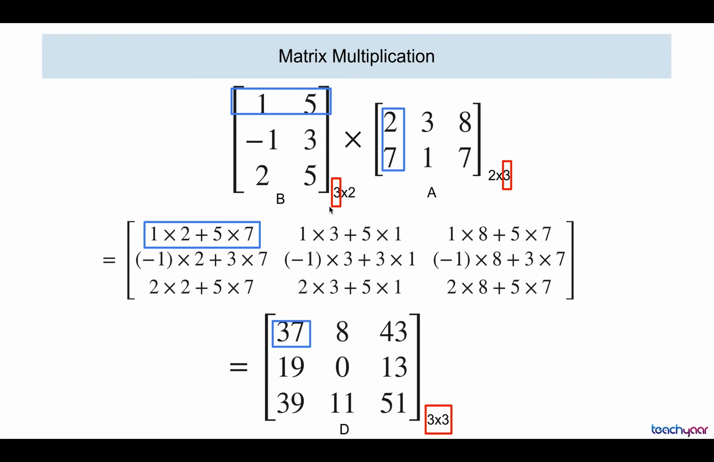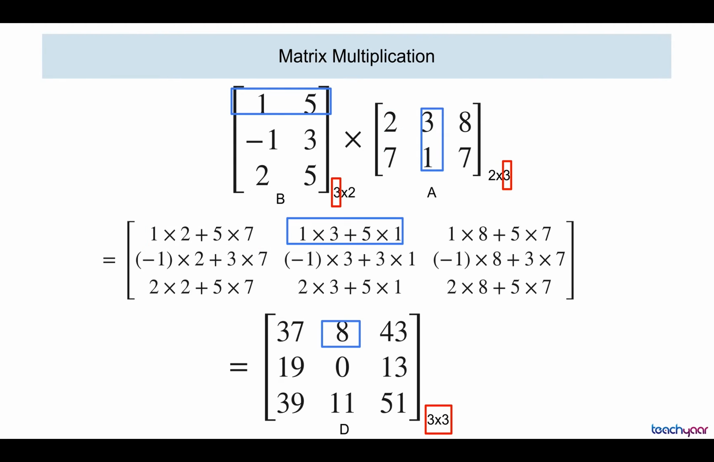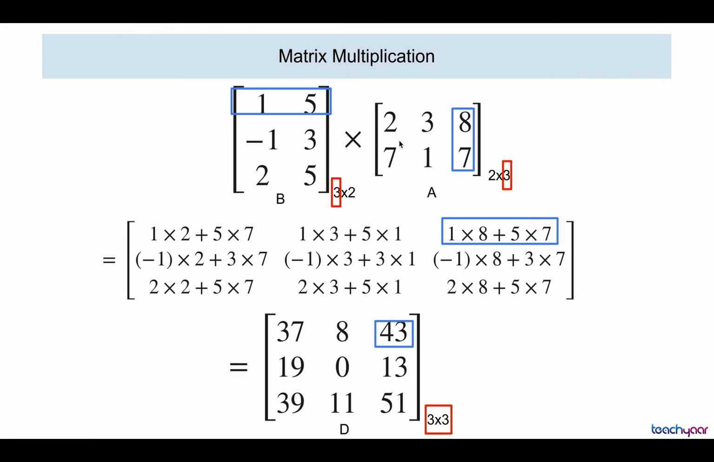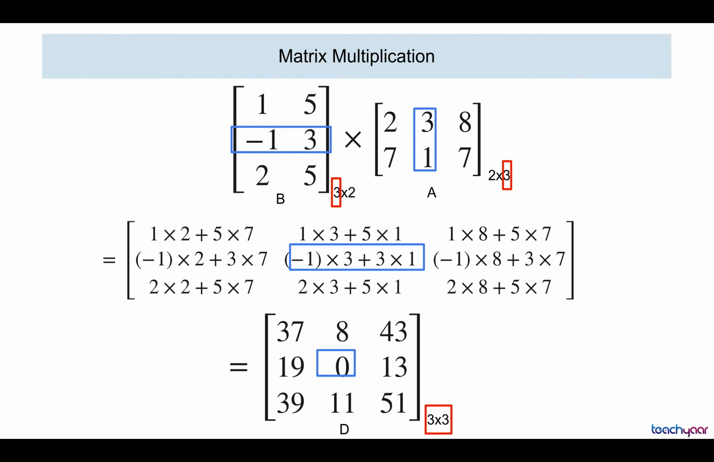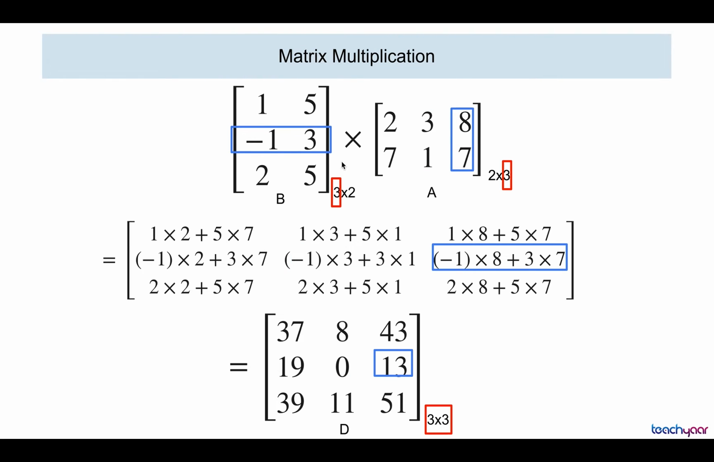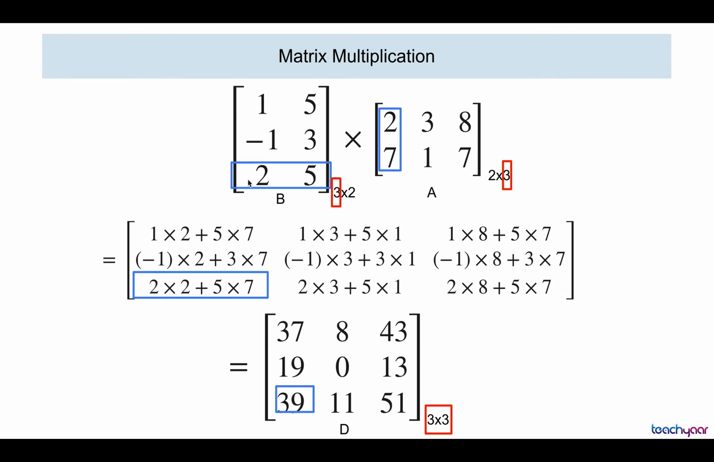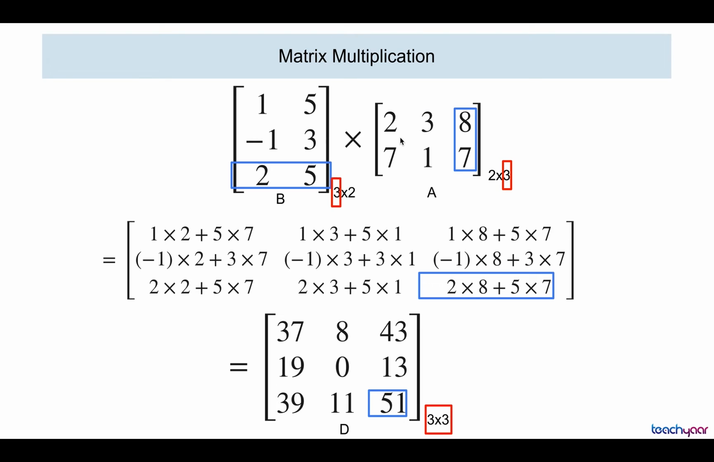1, 5 into 2, 7 is the first element: 1 into 2 plus 5 into 7. That's the second step. Now we've got the first row here, third column here. Then you go and get the elements of the second row: you multiply the second row of B with the first column of A, then the second column, then the third column of A. And then to get the third row of C, you take the third row of B and multiply it with the first column of A, then the second column of A, and the third column of A. Simple, right? Hopefully you've got the same answer.